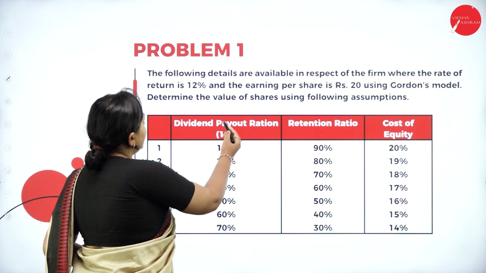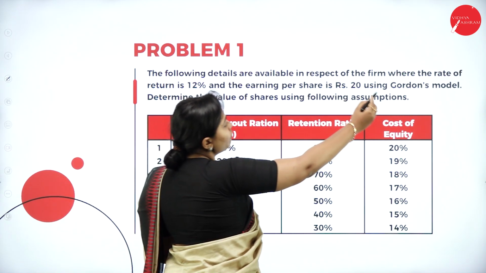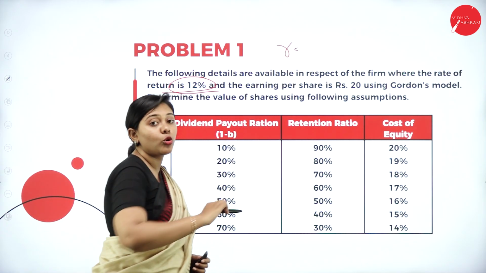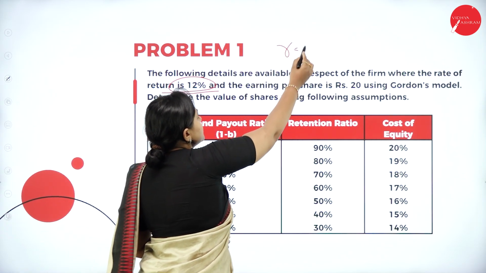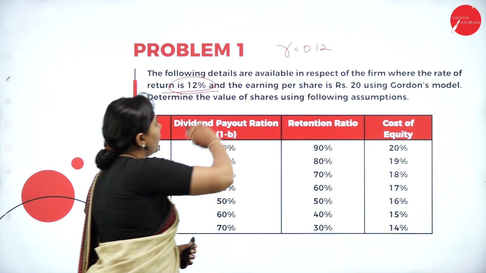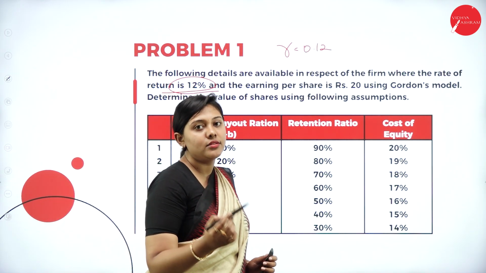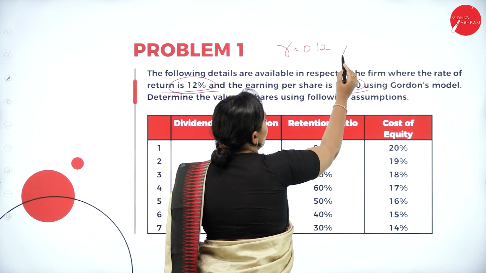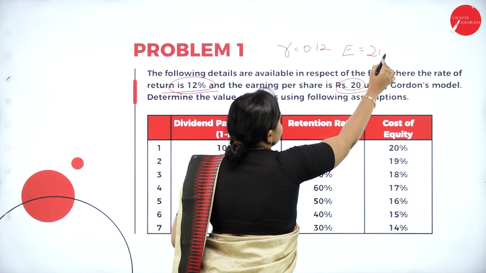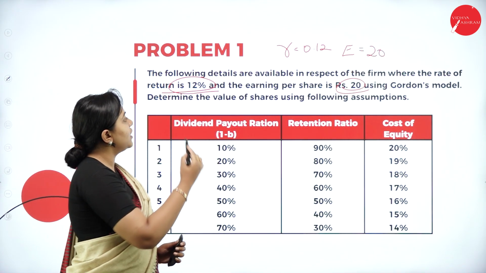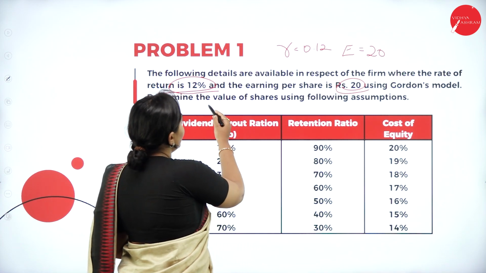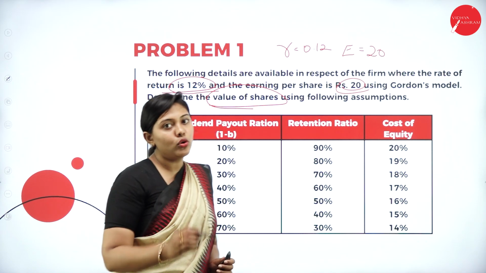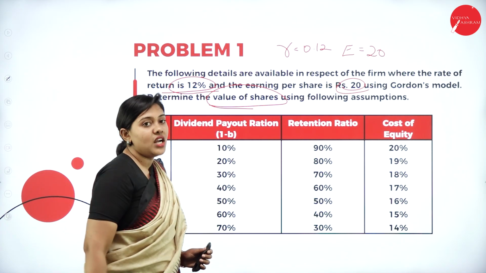The following details are available in respect of a firm where the rate of return is 12%. So what is R given in the question? The rate of return is how much? 0.12. Since it's 12%, we are converting it into the decimal 0.12. And the earnings per share is rupees 50. Using Gordon's model, determine the value of share. So what we have to find out? The value of the share, the price of the share. We have to compute that using the following assumptions.